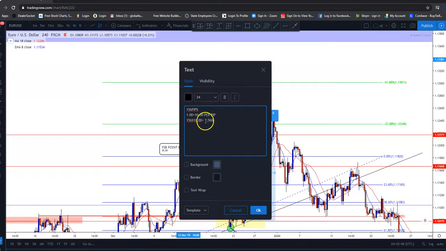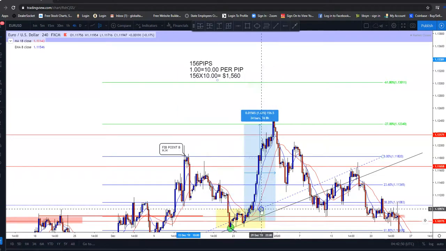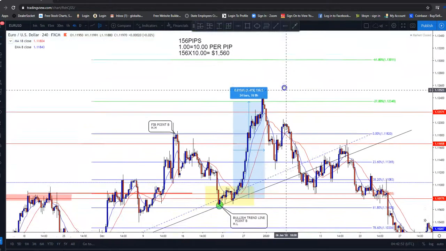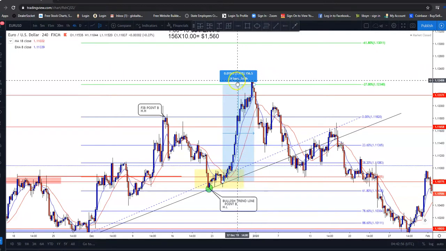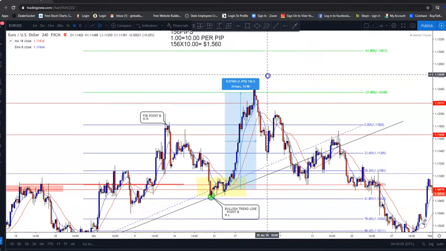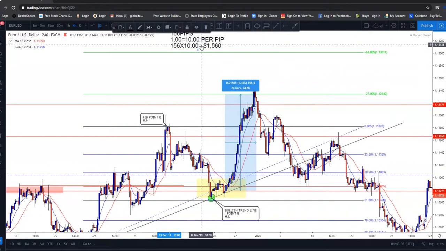Boom. I would have made $1,560 in, how long did I do the trade for? It had been 7 days. So 7 days for that trade. 7 days and 8 hours. 24 bars. 156 pips. 7 days, 8 hours. Oh, let me get in here and edit it.